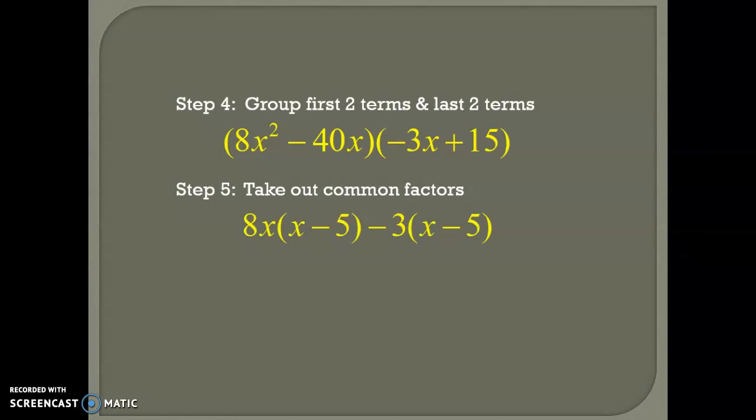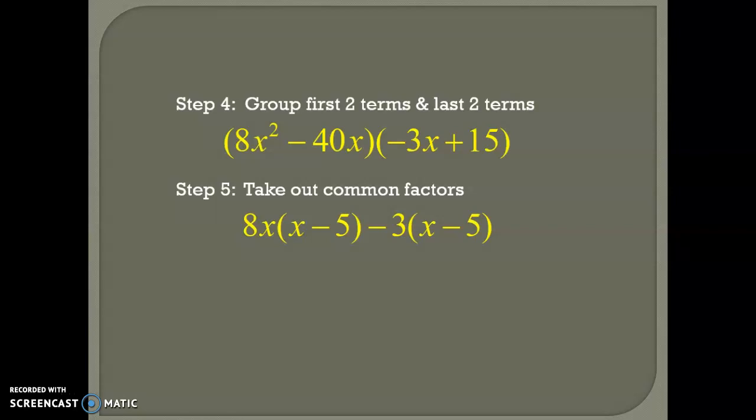One of the keys to this is, you can see that in the parentheses that's left over, you have x minus 5 for both terms. If you've done this right, what's in the parentheses should be the same. If the 2 sets of parentheses are different at this step 5, then you've done something wrong. The 2 sets of parentheses must be the same in order to get this correct.